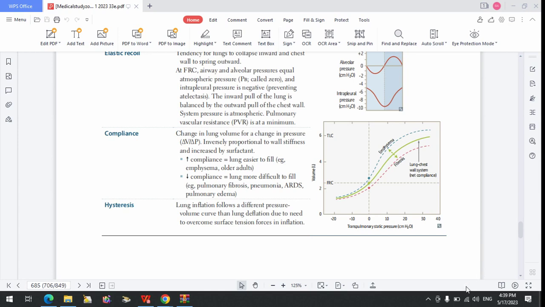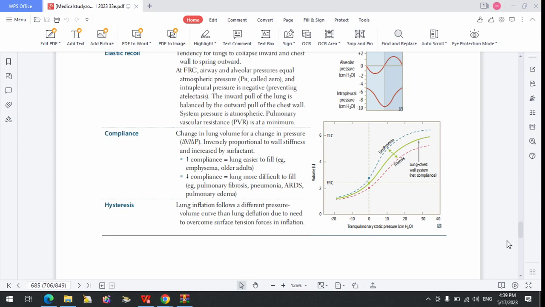I wanted to quickly clarify, Dr. Babawale. This line, the inward pull of the lung, is balanced by the outward pull of the chest wall. Is that as regards the intrapleural pressure? Is that my own reasoning about the intrapleural pressure?